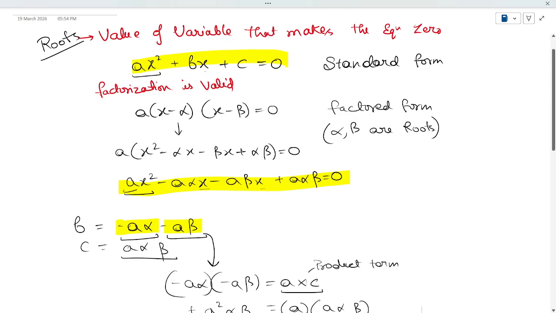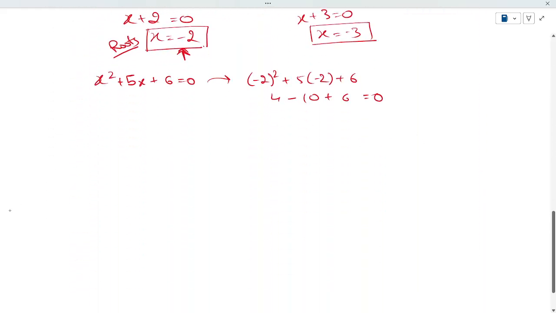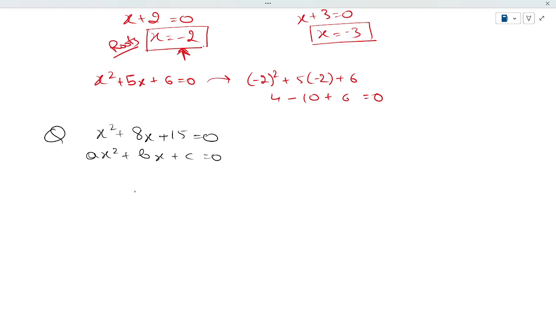So now, can you solve this equation by the same method? First step is to find the coefficients, right? Compare it with the standard form. A will be 1, B will be 8 and C will be 15.